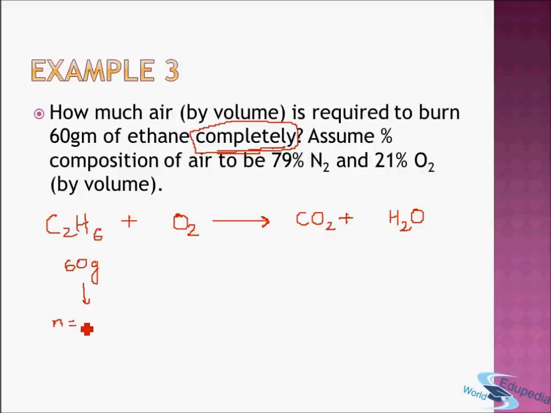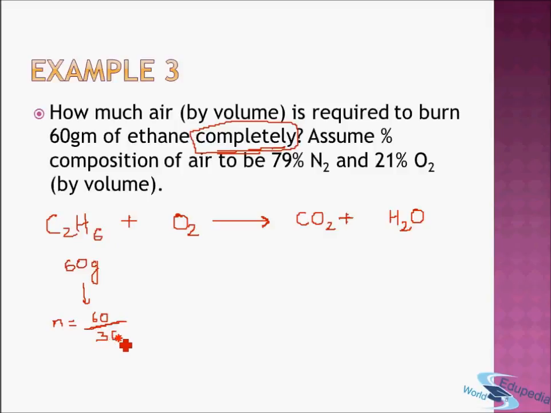Moles of ethane, n, is equal to 60 divided by gram molecular mass. What is the gram molecular mass of ethane? Ethane is C2H6. The atomic mass of carbon is 12, so 12 into 2 is 24. The atomic mass of hydrogen is 1, so 1 into 6 is 6. So 24 plus 6 is 30.